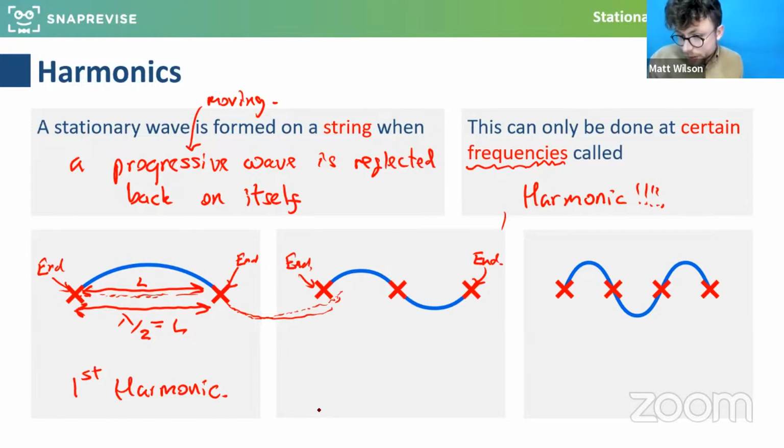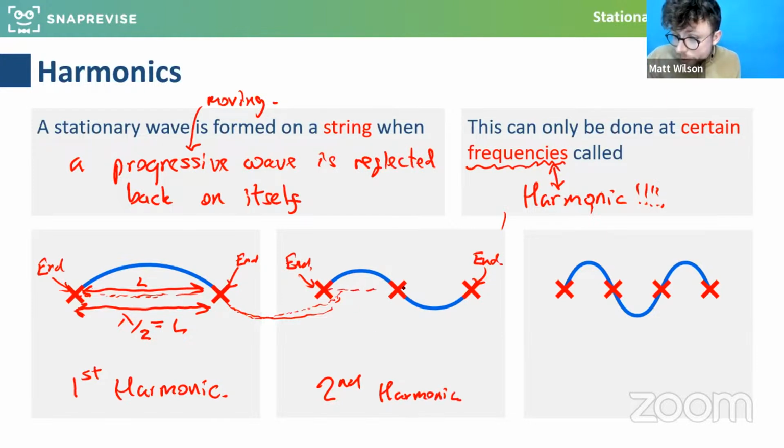Then there's the second harmonic. So the first harmonic is also called the fundamental harmonic or the fundamental frequency. Harmonic is just a special name for a frequency or a wavelength that you can fit on a string. That's it.